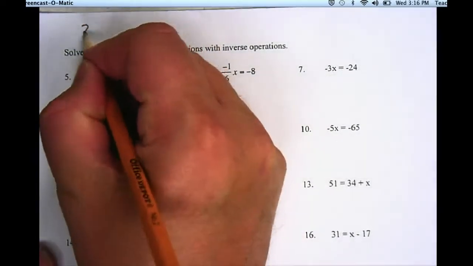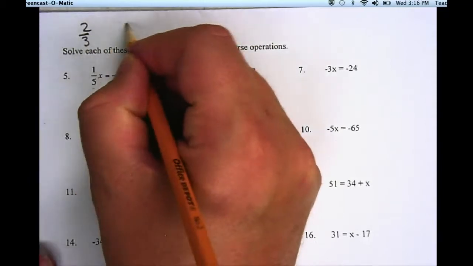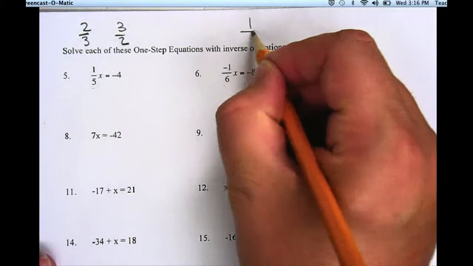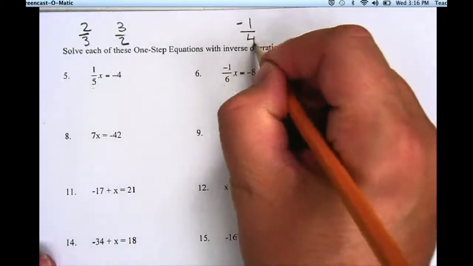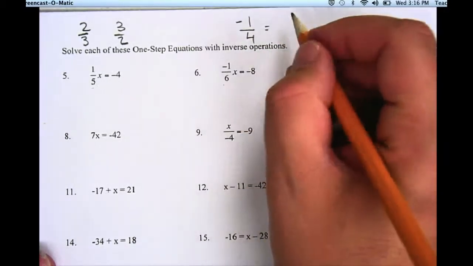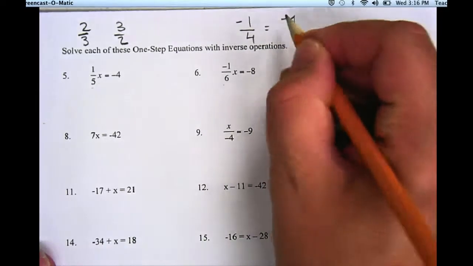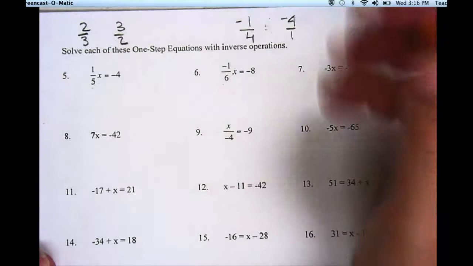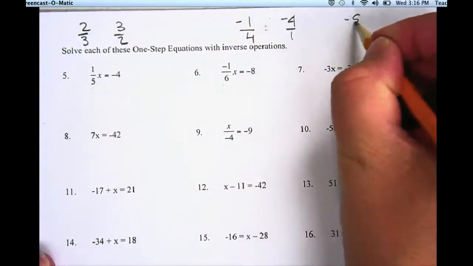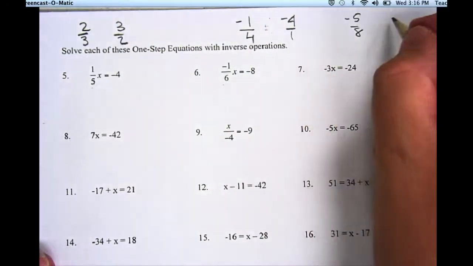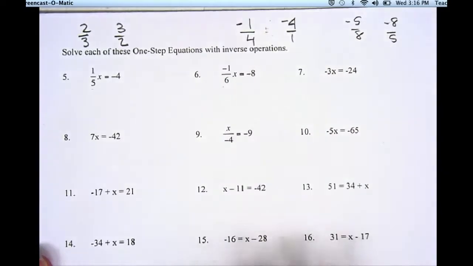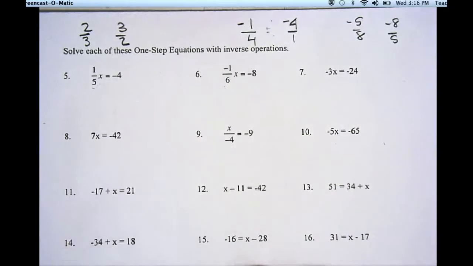The reciprocal of 2/3 is 3/2. The reciprocal of negative 1/4 is going to be negative 4/1. The reciprocal of negative 5/8 is going to be negative 8/5. And here's why these numbers are reciprocals of each other. When I multiply reciprocals by each other, I end up getting 1.